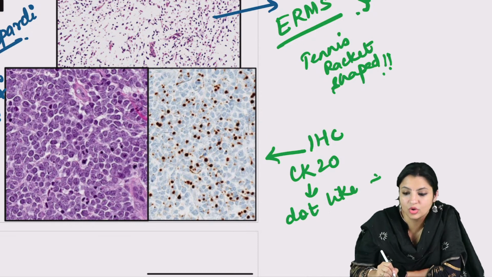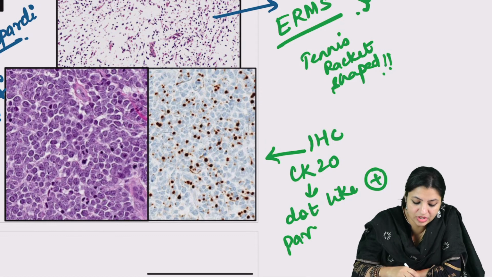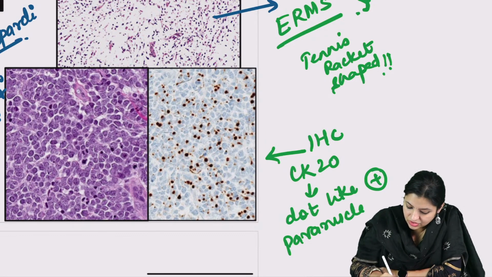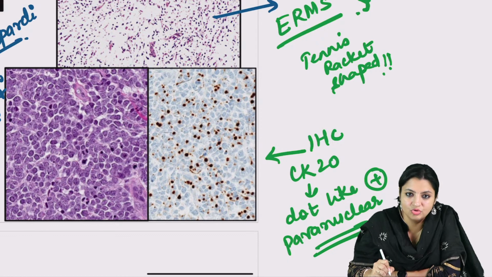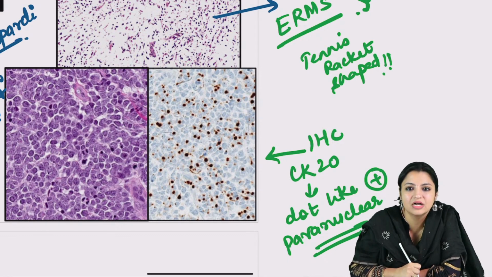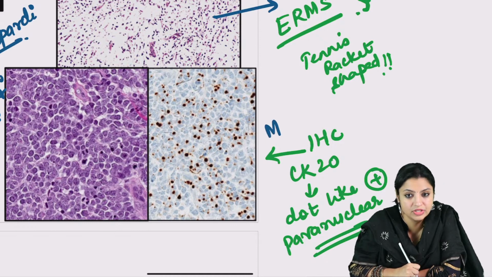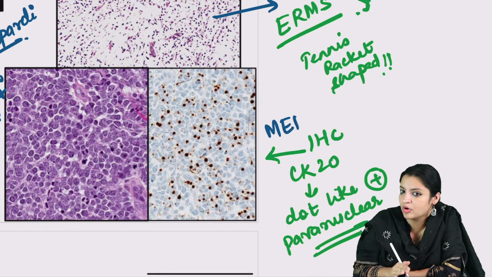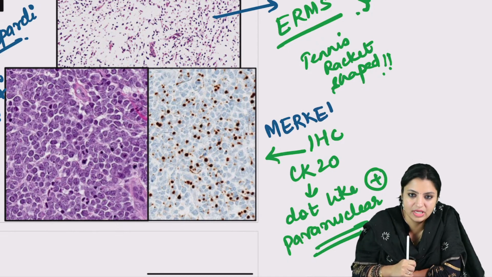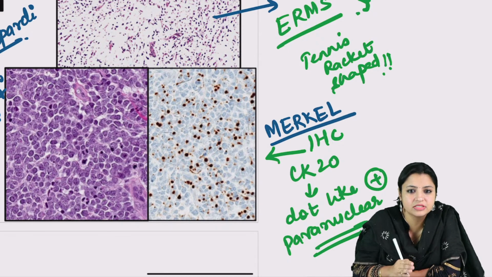Which tumor am I talking about? IHC showing paranuclear dot-like positivity. Anybody who can answer this question? So this tumor is Merkel cell carcinoma. Please don't forget this. Always remember this, very, very important question. Merkel cell carcinoma is a neuroendocrine tumor of the skin. It has a very poor prognosis, and on IHC it has CK20 dot-like positivity in the paranuclear region. That's characteristic of this tumor.